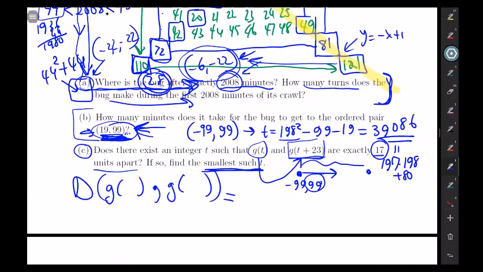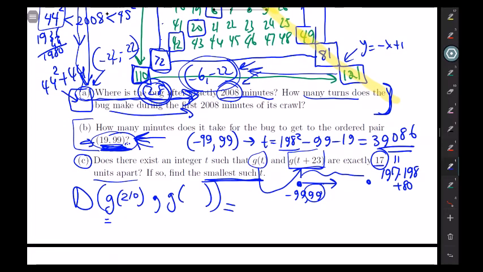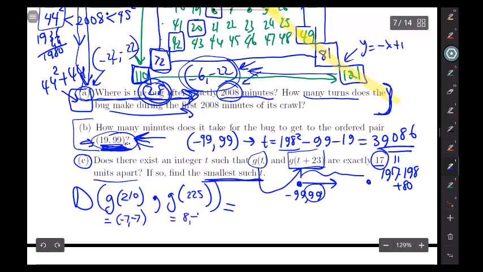All right, wow, I have no space left. But if you check 210, where are we at time 210? You just check the corner points, and at 210 we are at the point -7, -7. If you check 225, we are at 8, -7. So forget about the distance.